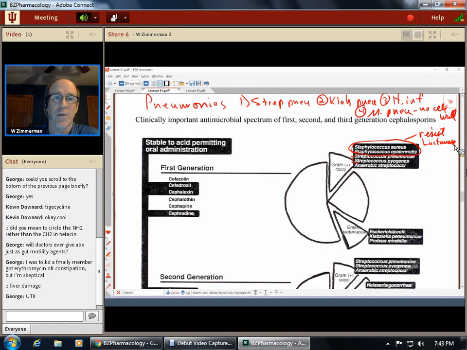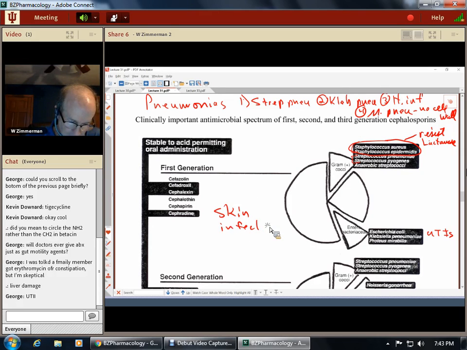So, a staph or a strep, we're looking at skin infections here. We also pick up E. coli, Klebsiella, and Proteus. These are quite often causes of UTIs, particularly the E. coli and Klebsiella too, and the Proteus. So, when I think of this first generation, I think of skin infections. They can be used for other things, but that's where you see a lot of use of them.